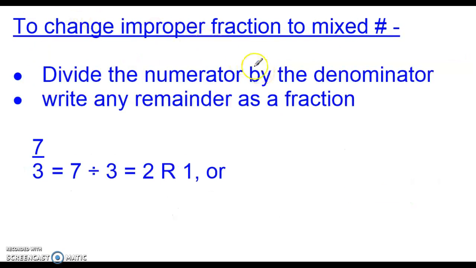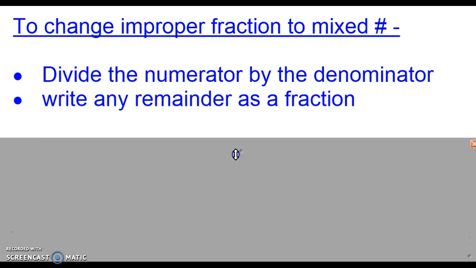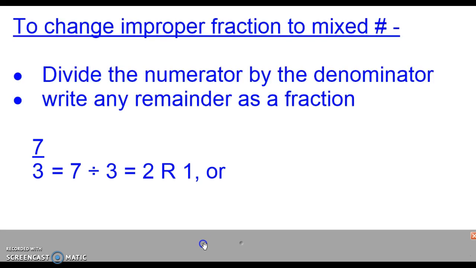Okay, so now the next thing we're going to do is change an improper fraction to a mixed number. In order to do this, you are going to divide the numerator by the denominator and write any remainder as a fraction. So for example, if I did 7 divided by 3, 7 divided by 3 equals 2, and there's 1 left over. So that would be 2 1/3. And if you want to check your work, you can always use what we learned in the last slide and say 2 times 3 equals 6 plus 1 equals 7, and 7 over 3 equals 2 1/3.